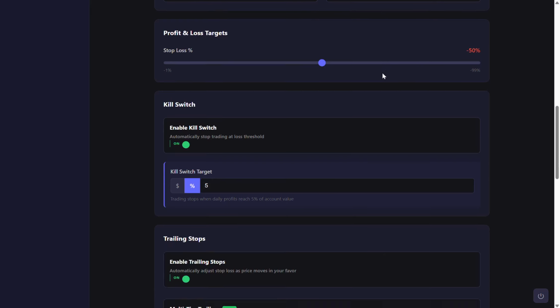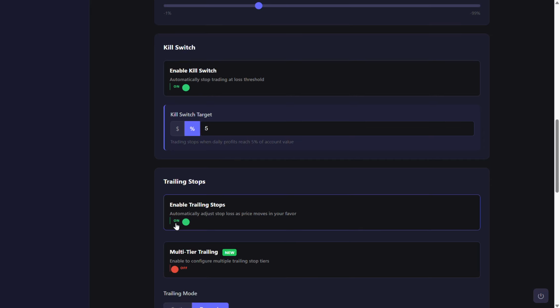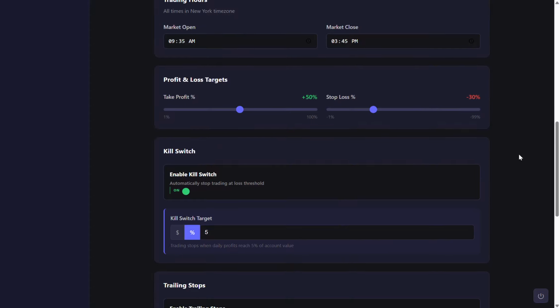Okay. So profit and loss targets. So this is your initial stop loss. So when an entry trade gets executed, where do you want your stop loss to be placed? Okay, so this is your initial stop loss. You can have it anywhere from -1 up to 99% below that entry price. Okay, so let's say 30%. And we'll go over trailing stops in a minute. So let's just say we don't have trailing stops on.